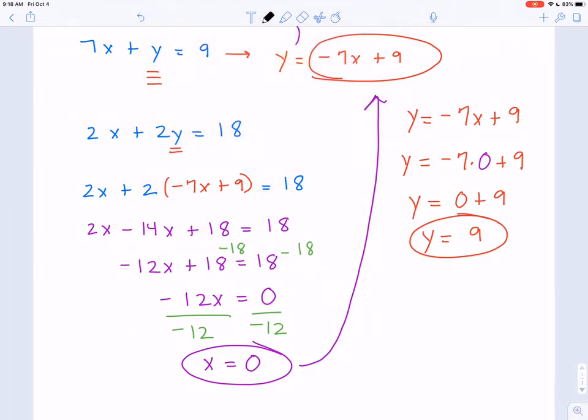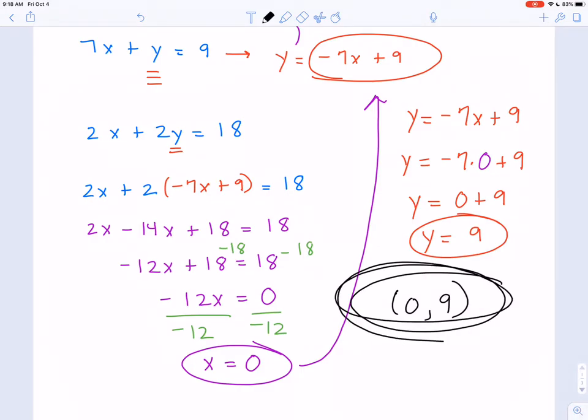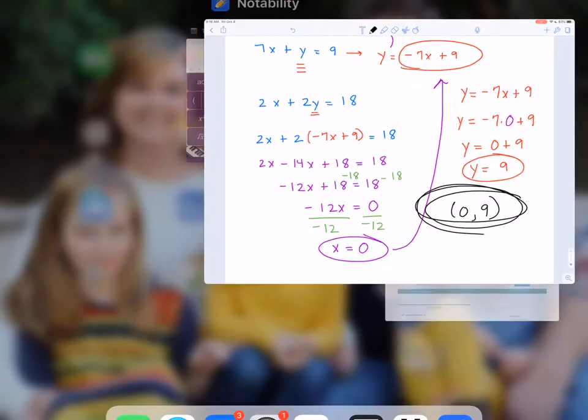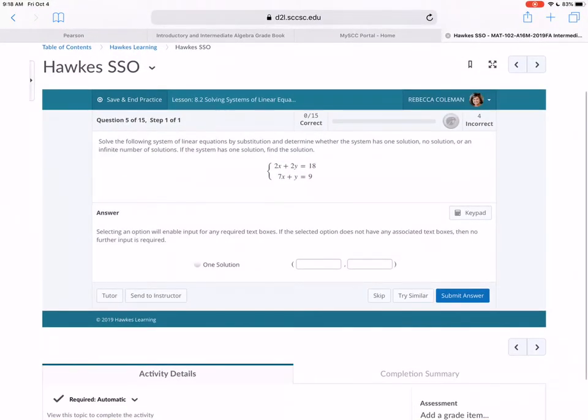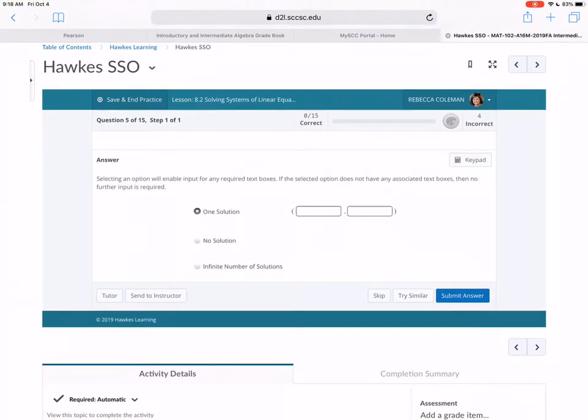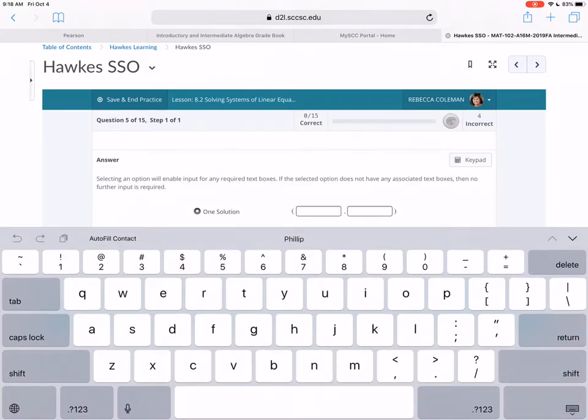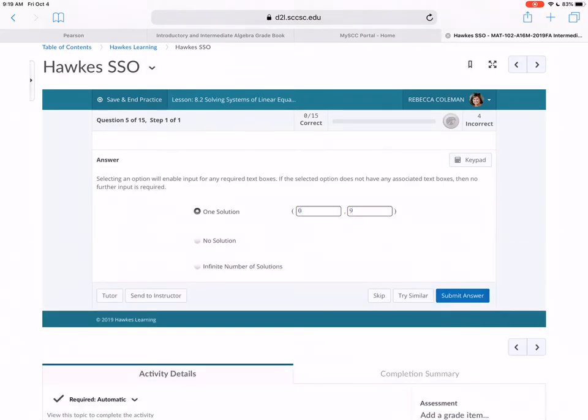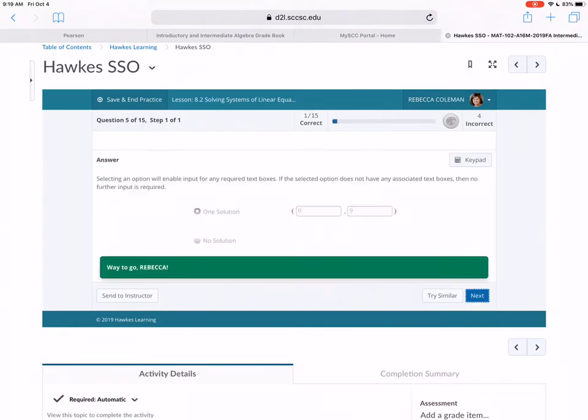So my solution here is the ordered pair. X always comes first in an ordered pair. My solution is the ordered pair (0, 9). When x is 0, y is 9, this system of equations will be true. So I come down here, this has one solution. I showed you the special cases, the no solution, and the infinite number of solutions in my notes. But this has one solution. X is 0, y is 9, and that's all I have to do.